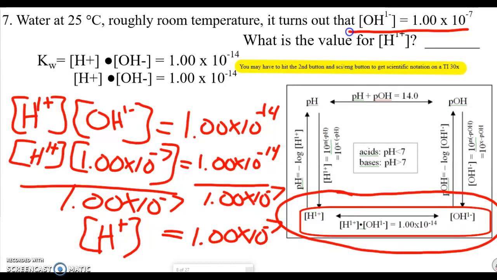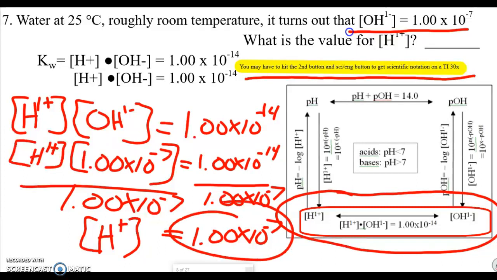Now, on your calculators, it might give you a whole bunch of zeros and then a 1. So a really small decimal. If you want to fix that, and you might want to do that for this unit, you might want to do what it says right there. Hit the second button, and then the Science/English button to get scientific notation on your Texas Instrument calculators. It's right in the upper left-hand corner, right next to the second button. If you do that, it'll start giving you numbers in scientific notation, and that's going to come in handy in this unit.